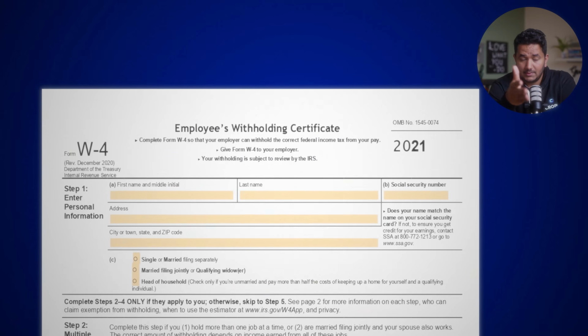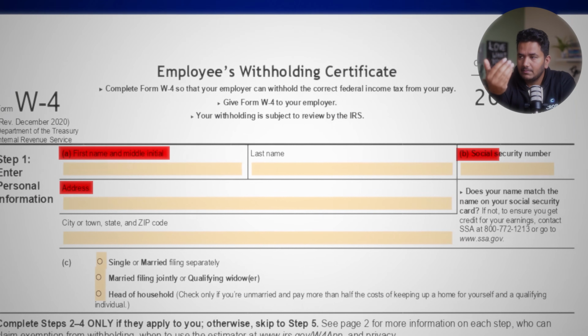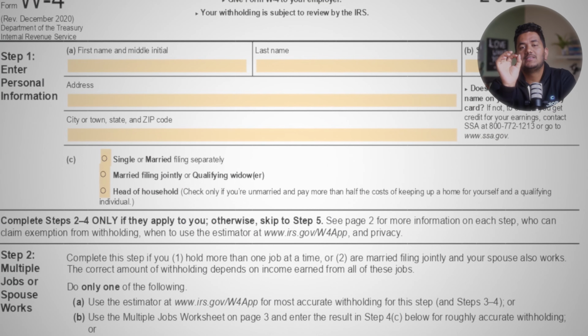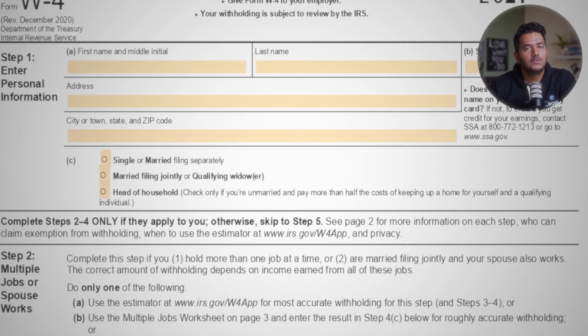All right, let's go step by step. What does this form look like? This is what it looks like right now. Step number 1 is personal information. You need to fill out your name, address, and social security number. The next step is filing status, which is the most important question. That is how your company will determine how much money to take.